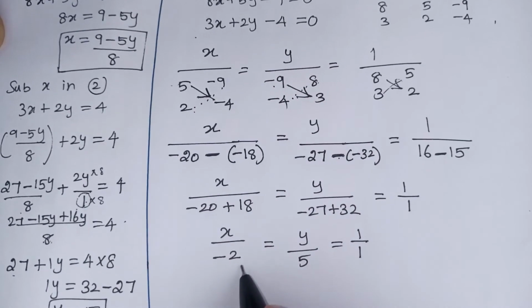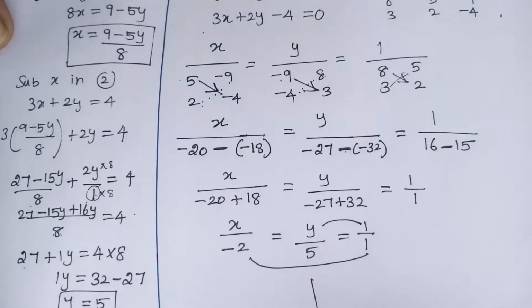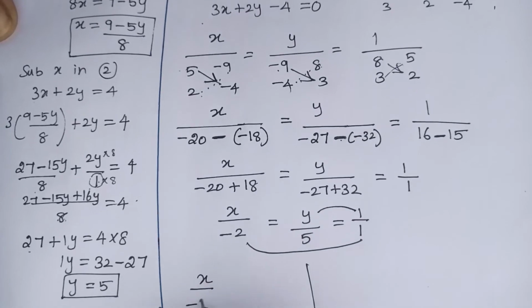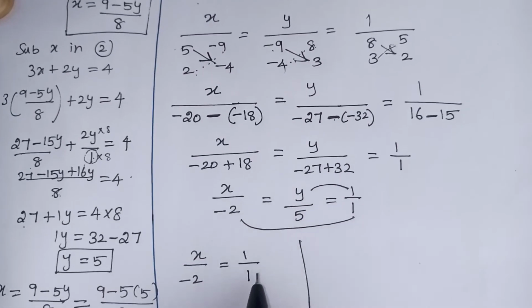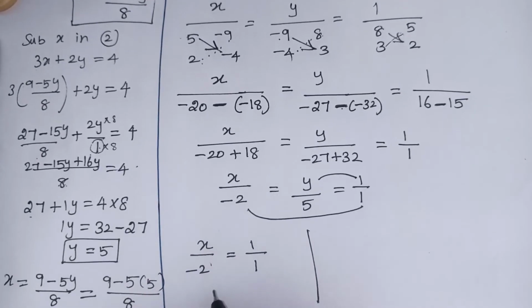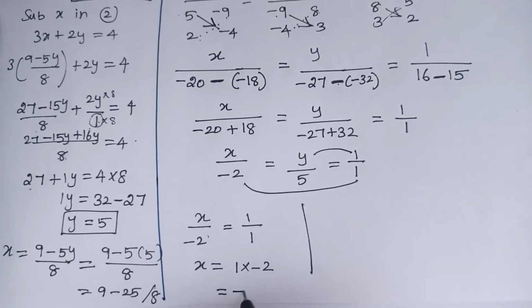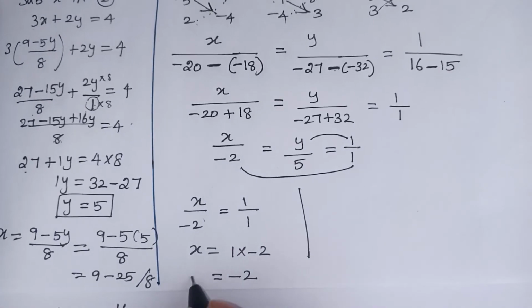Now the x value should be equated to the constant, and the y value also should be equated to the constant. So let us equate now. So x by minus 2 is equal to 1 by 1. By cross multiplication, 1 will come here, minus 2, the division minus 2 will go that side as a multiplication. So x is equal to 1 into minus 2, that is equal to minus 2. My x value is minus 2.